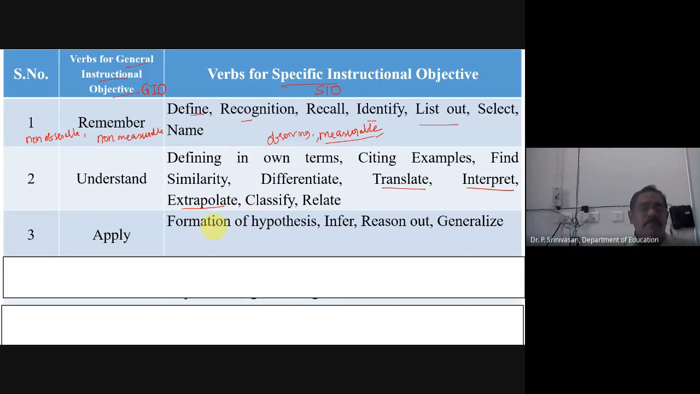See, the verbs in apply are: formation of hypothesis, infer, reason out, generalize. These are the words. What is a hypothesis? Theory paper. Snehanjali? Yes, sir. You told me what is hypothesis. You said something, that's why I'm asking.